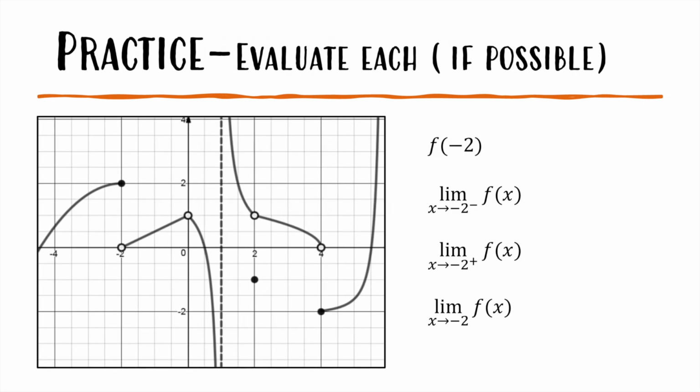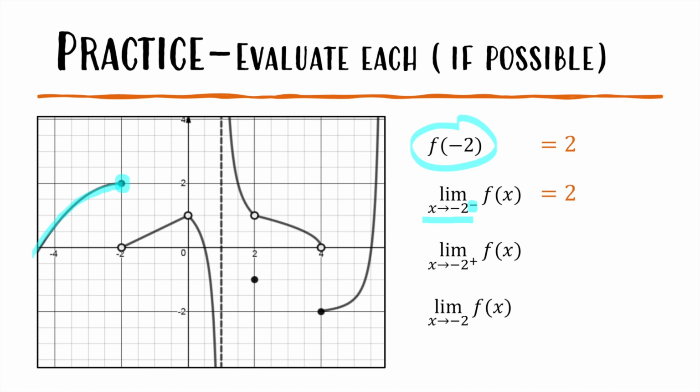So let's do some practice with this graph here. We're going to find first f of -2. So f of -2, that's just right there. That equals 2. Now, the next part says the limit as x approaches -2 from the left. So we're just going to trace the graph coming from the left. And where does it look like it's headed? It looks like it's headed to 2.